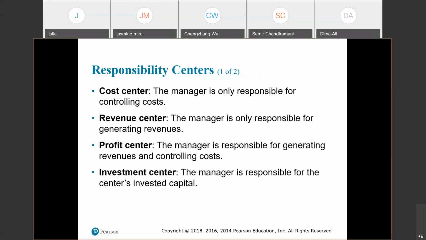So here are the 4 types of responsibility centers: cost center, revenue center, profit center, and investment center. First, cost center. In the cost center, the manager is only responsible for controlling cost.